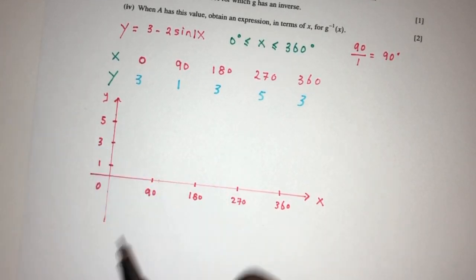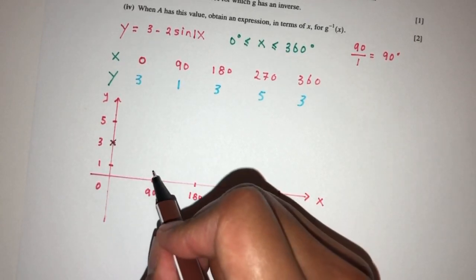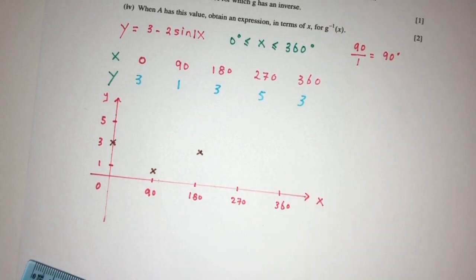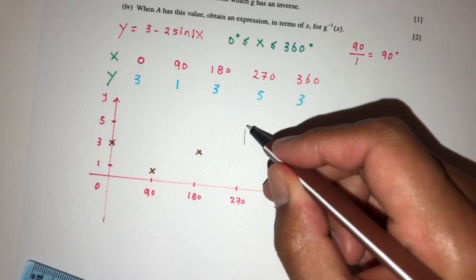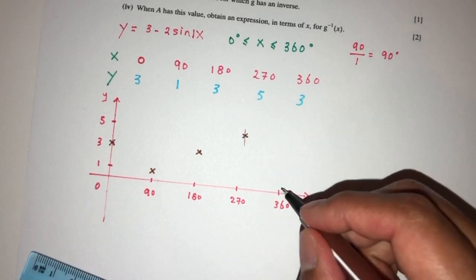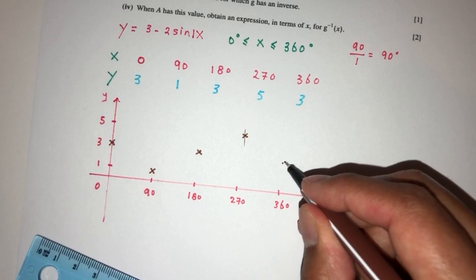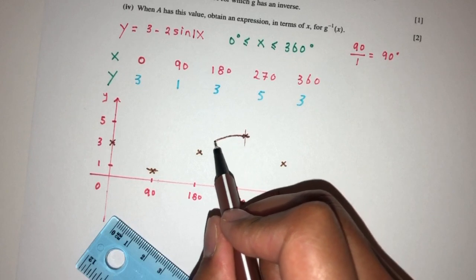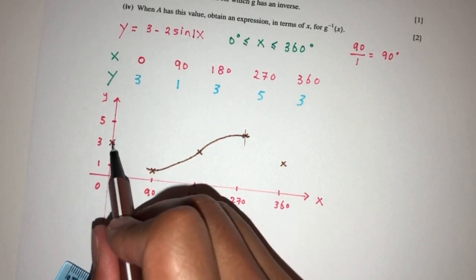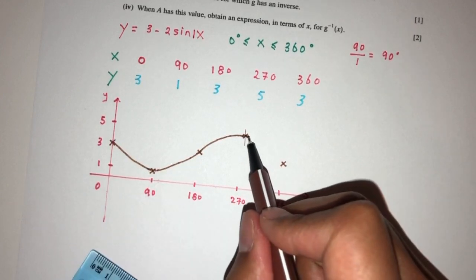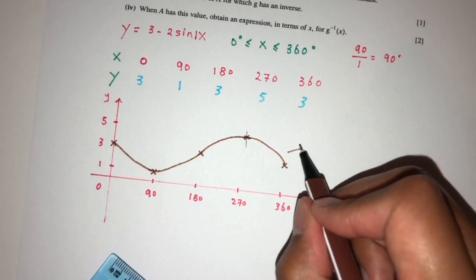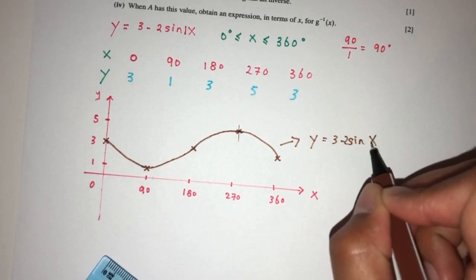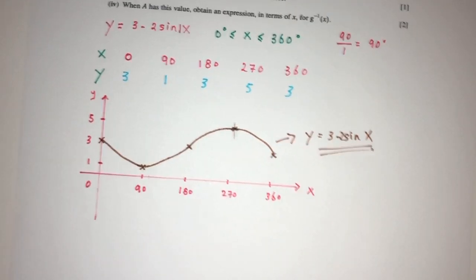So for the first one, at 0, 3 will be right here. At 90, 1 will be somewhere over here. At 180, 3 will be somewhere over here. Then at 270 it will be 5, somewhere over here. And then we have this, that should be 3, somewhere over here. Let's try our best to join them by a smooth curve. That should be something like this. Again, it is only a sketch, it doesn't need to be exact. But finally, you have to label your graph as y equals 3 minus 2 sin x. That will be part 2 of the question.